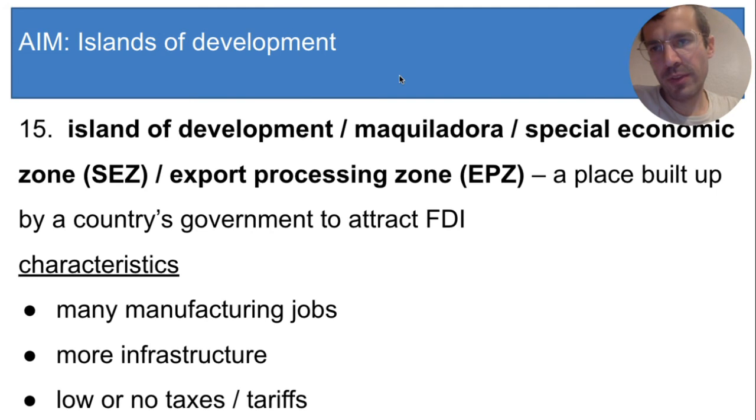Finally, businesses within these zones pay little to no taxes, and goods that are produced in the zone are not subject to tariffs. And that's another way that the government attracts foreign investment, by promising transnational corporations that they won't have to pay any taxes and that they can make their goods cheaply. Since the goods made in the island of development are usually for export to MDCs, transnational corporations like that they don't have to pay tariffs on those exported goods. Outside the island of development, businesses are subject to normal taxes and tariffs, but inside of it, they are not.